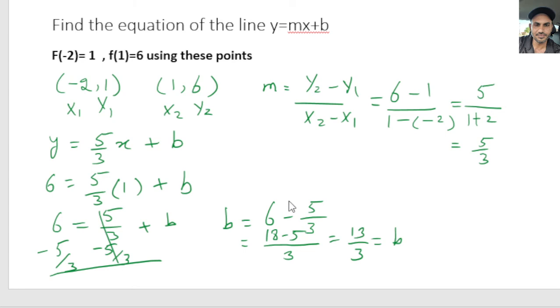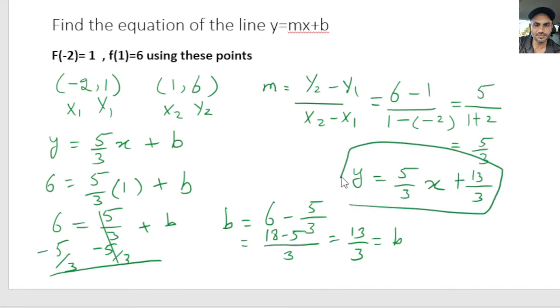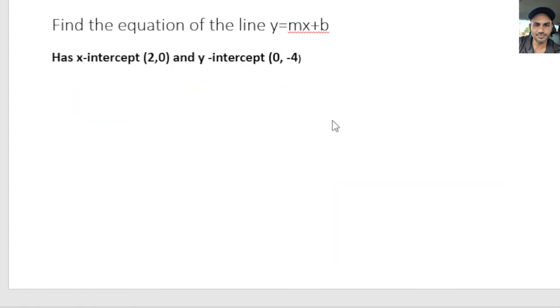Now this is the b value. Now we can take this b value and plug in here, and this will complete our equation. Y equals 5/3x plus 13/3. So it's a line with a positive slope and a positive y-intercept. So this is the equation of this line right here. Now let's do the last example.